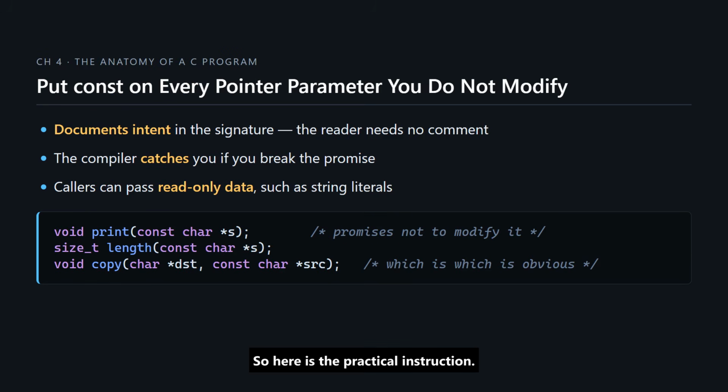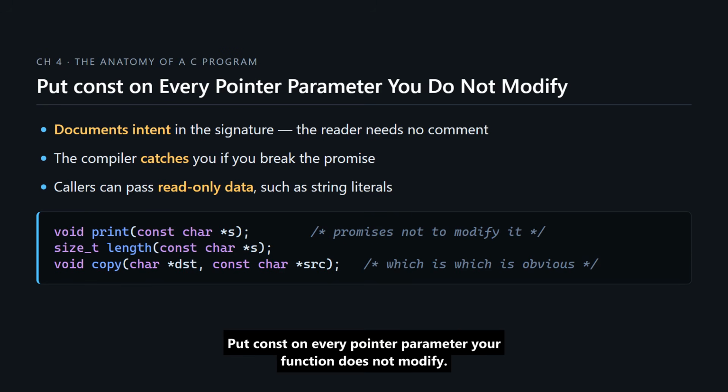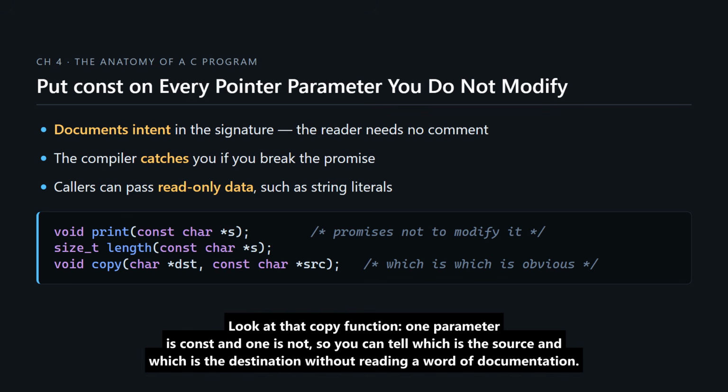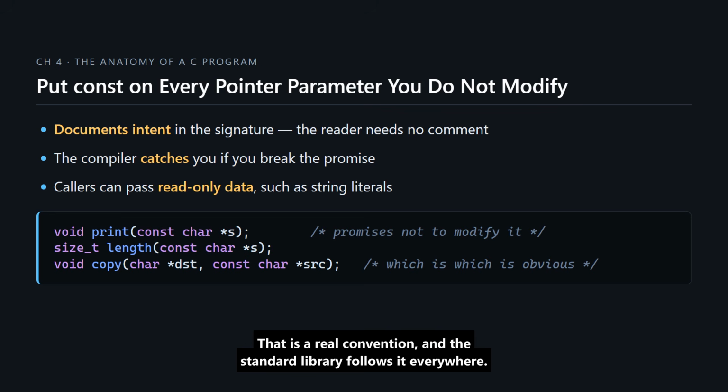So here is the practical instruction. Put const on every pointer parameter your function does not modify. Three things you get for it. First, it documents intent in the signature itself. Look at that copy function. One parameter is const and one is not, so you can tell which is the source and which is the destination without reading a word of documentation. That is a real convention, and the standard library follows it everywhere.